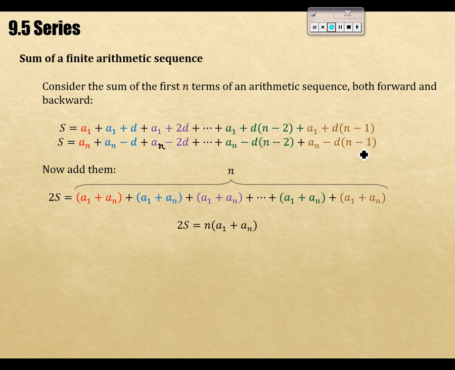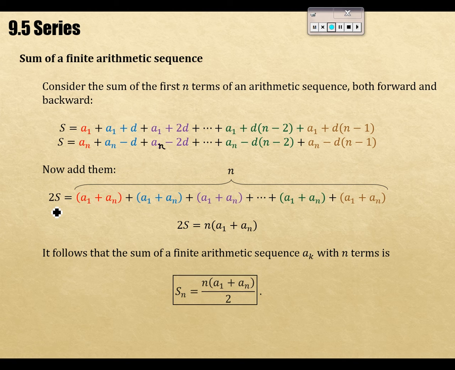Now notice, by the way, we have 2 copies of the sum, don't we? So we need to account for that. And here it is in a box, the rule for the sum of a finite arithmetic sequence of length n. Okay? How are we doing? You like that? Okay.